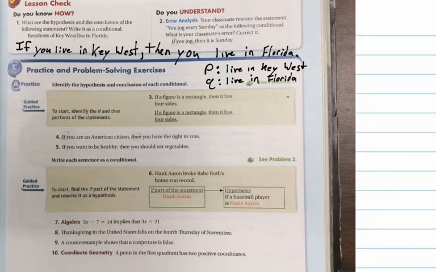So the reason we want to be able to identify those is in the later sections, we're going to be flipping these around, trying to reverse them, see if they still are true or false. We're going to start to negate them, which means to add the word not. So it would be like, if you do not live in Key West, then you do not live in Florida, that sort of thing. So it helps to kind of build a system here using some symbols.